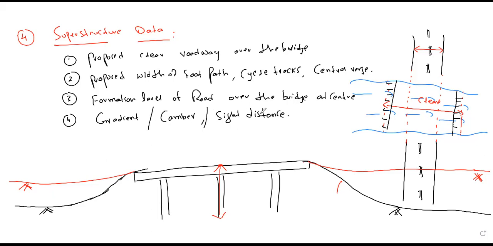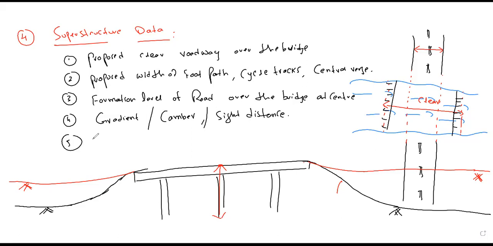What do you mean by sight distance? What do you mean by stopping sight distance? What is the super elevation? What is the gradient? Right? This is all information you have to know in designing the bridges. Okay, so this is for getting the data from the superstructure data, right guys?